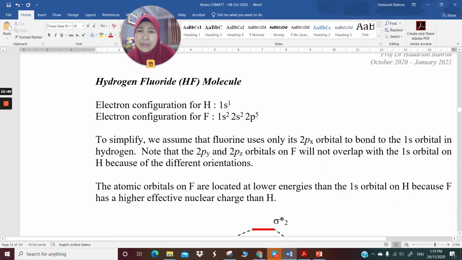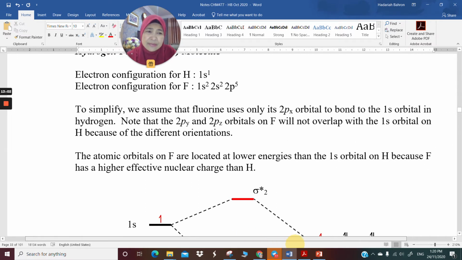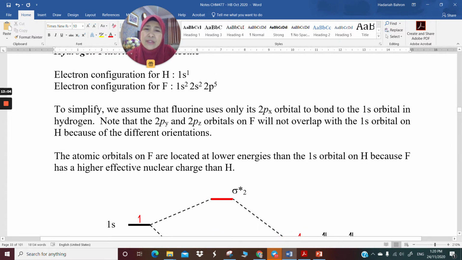For example, we have hydrogen fluoride, where the electron configuration of hydrogen is 1s1, and fluorine, the electron configuration is 1s2, 2s2, and 2p5. Totally different energy level. Now, to simplify the discussion, we can assume that fluorine only uses its 2px orbital to bond with the 1s orbital in hydrogen. Why do we say it's using the 2px?